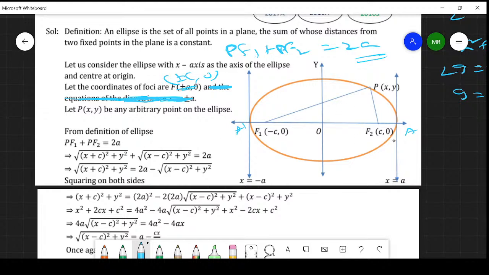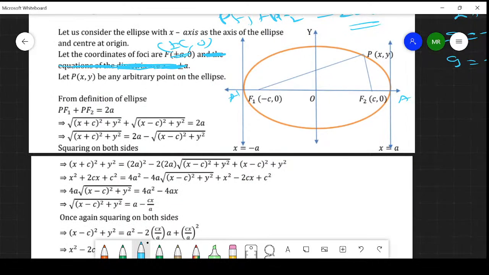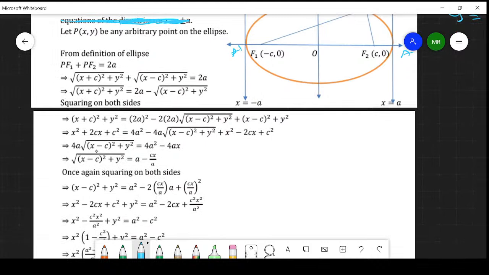Then PF1 plus PF2 is equal to 2a, as I told you. Use the distance between two points formula to find PF1 and PF2. Now this 2a you transfer, this one root you transfer to this side, and square on both sides. Squaring on both sides, you expand the equations.